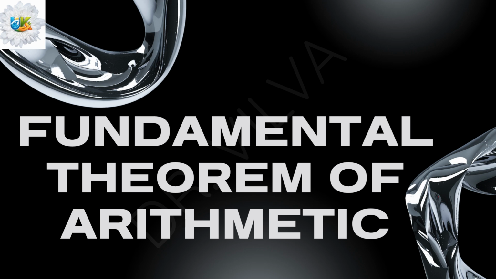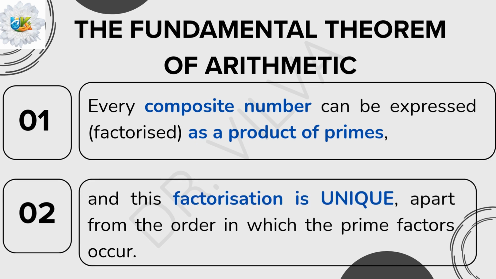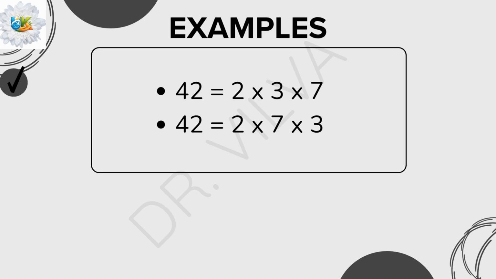Another important theorem is the Fundamental Theorem of Arithmetic. It states that every composite number, that is a number which is not a prime, can be written as a product of prime numbers. The product of prime numbers, we call it prime factorization, and it is unique apart from the order in which the prime factors occur.